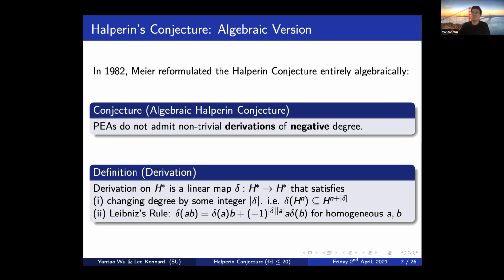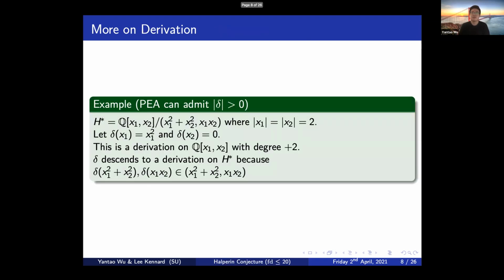Since this definition is a little bit abstract, I will work through some examples, as you can see. First, this example shows that a positive elliptic algebra may admit a derivation if the derivation has positive degree. This example is doubly generated with two relations, x1 squared plus x2 squared.